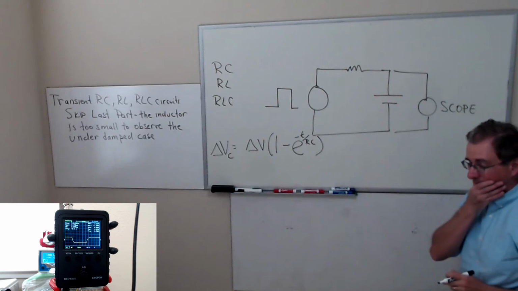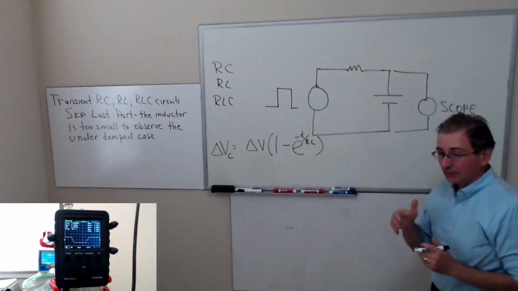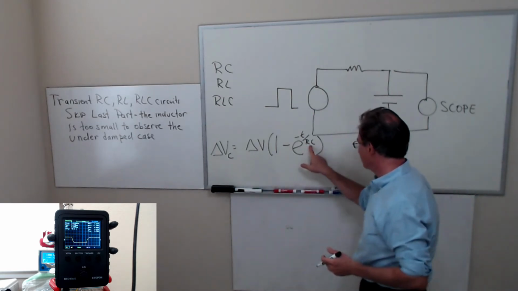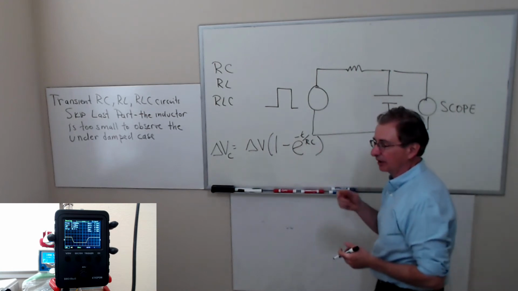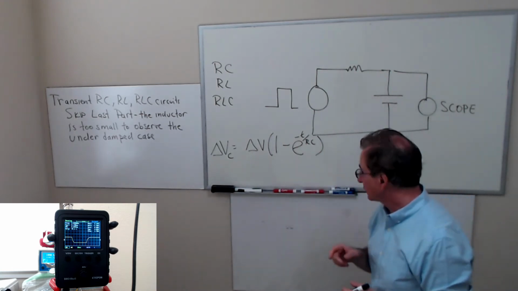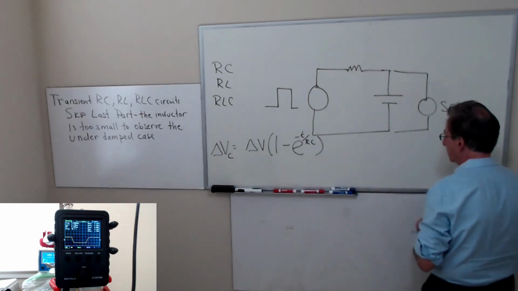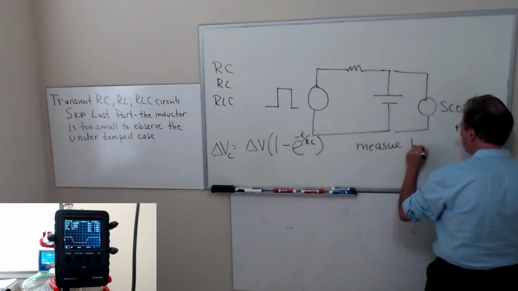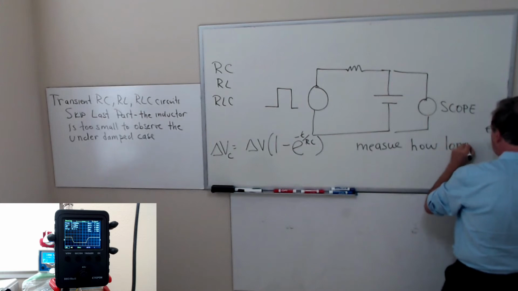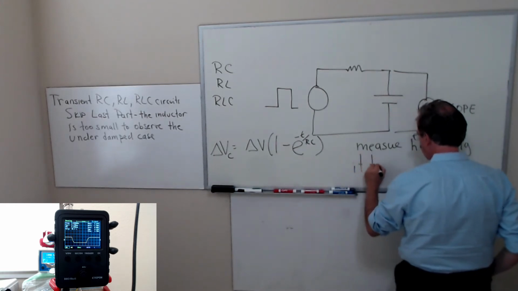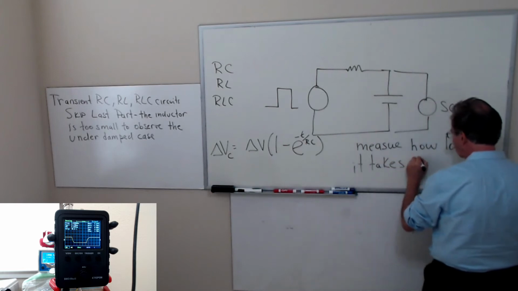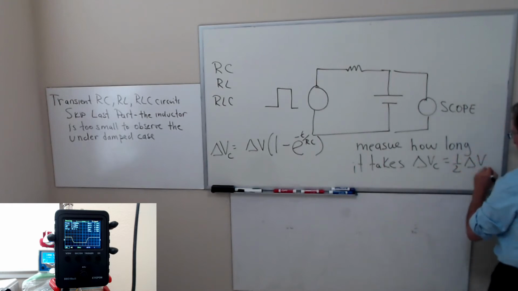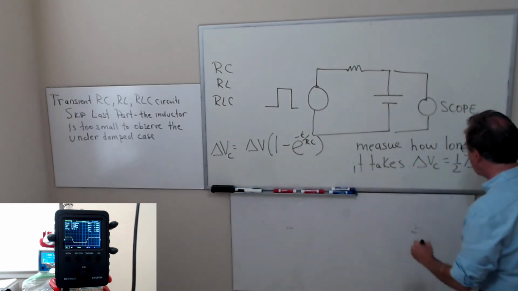So, really, I'm going to focus on basically using the scope. We could measure V as a function of time with properly chosen values of R and C, but I don't want to do that. Our goal is to focus on the scope. And so what we're going to do is this. We're going to measure how long it takes for delta V sub C to be equal to 1/2 the power supply voltage. We're going to call this T1/2.